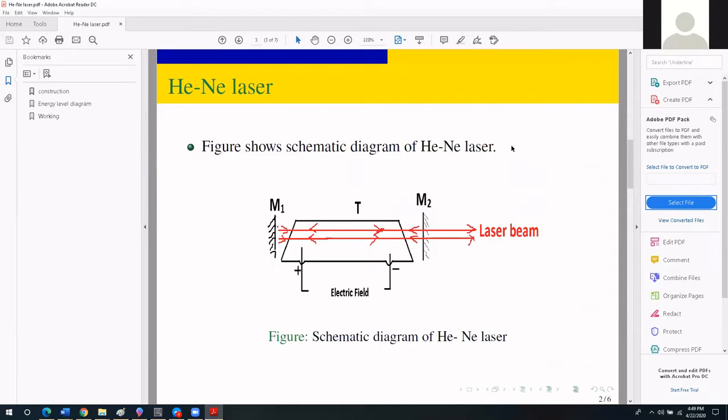First one is construction. This shows a simple diagram of a helium-neon laser. I made it freehand, so the diagram may not be very good, but you can see each and every part properly. This figure shows the schematic diagram of a helium-neon laser. It consists of a highly evacuated glass tube T.